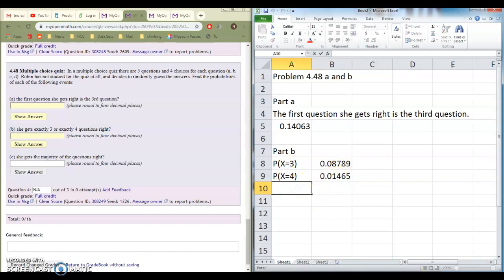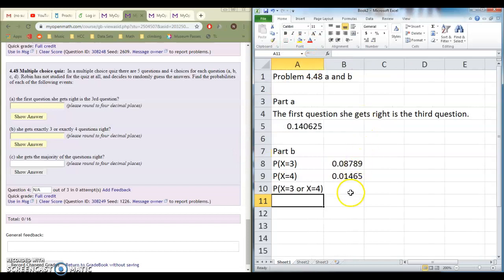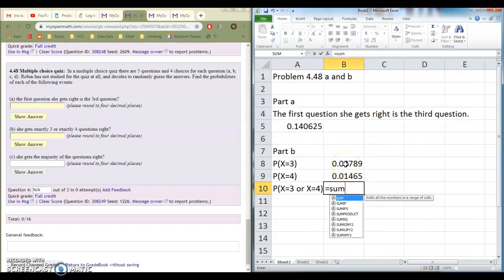We want to know the probability of her getting 3 or 4 right. So I'll say x equals 3 or x equals 4. It's a little bit bigger. So all I have to do is add these two together. So take this, sum this, this, colon, this. So it's about a 10% chance that she gets that right.